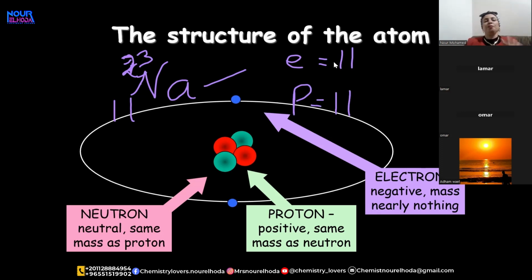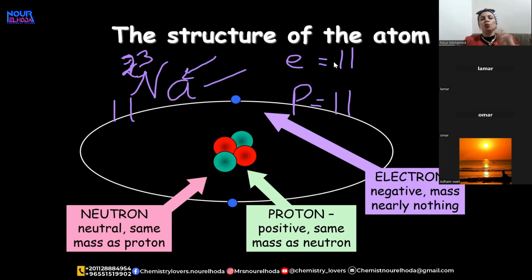But this means all the time my atom is neutral. What do I mean by neutral? Electrons are always equal to my protons, no charge. If I check this element, I'm not going to find any charge above the sodium. Why is there no charge? Because electrons are equal to the protons, so it's neutral.